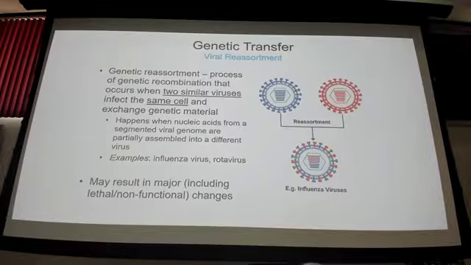So we talked about one other type of genetic transfer, and it was different than those other three significantly because we're not talking about bacteria when we talk about reassortment. We're talking about viruses, specifically segmented viruses. They can shuffle their genomes when they infect a cell together.